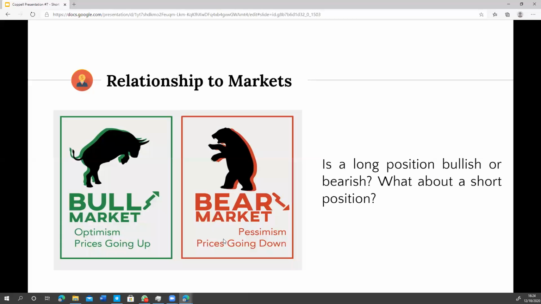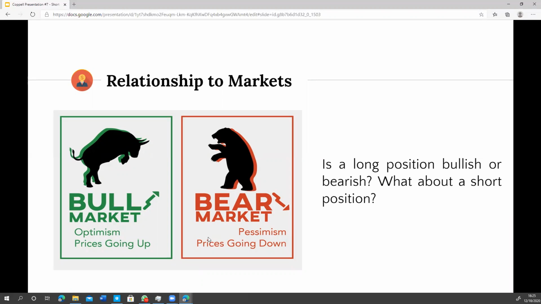And so you actually have the ability to do this in Investor Tool. You'll notice where it says buy or sell. You can also sell and short the stock if you believe it's not going to go up in the long term. So is a long position bullish or bearish? What about a short position?